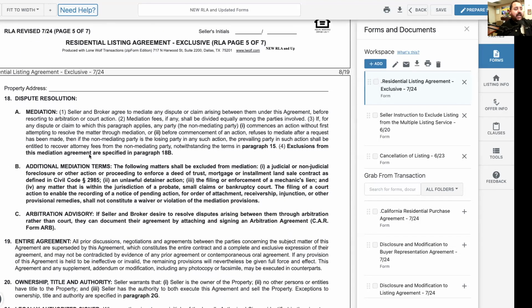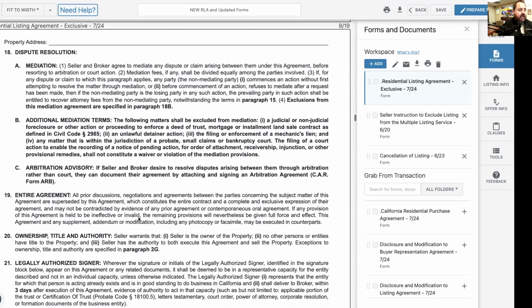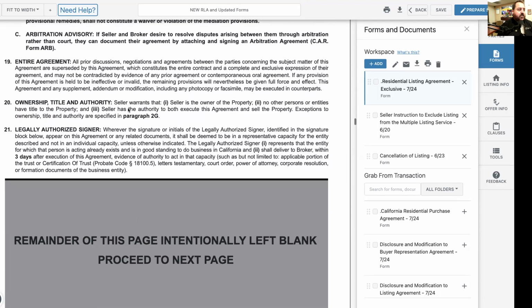Dispute resolution is mediation on here. If you want to do arbitration, you have to have a separate arbitration agreement with sellers. It's not like a purchase agreement where it's already in there. This talks about the ownership and title that we talked about earlier.